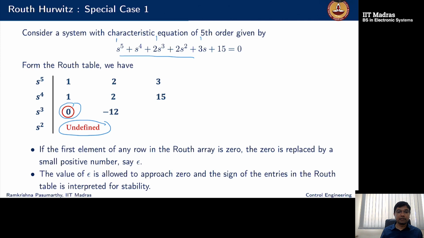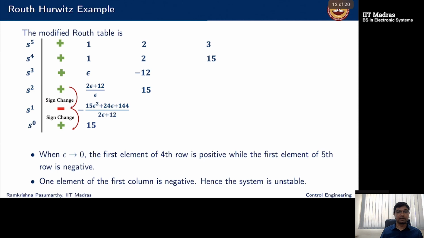Okay, so what is happening here is that the first element is 0, and whenever we encounter a 0, we just replace it with a small number epsilon. The epsilon is so small that if it is allowed to approach 0, the sign is interpreted appropriately for stability. I'm just looking at what happens to the Routh table when there is a 0. I replace it with a small positive number, say epsilon, and the value of epsilon is allowed to approach 0, and we see what is the sign of the entries, and we can interpret it based on these signs as epsilon goes to 0 and the stability things remain the same.